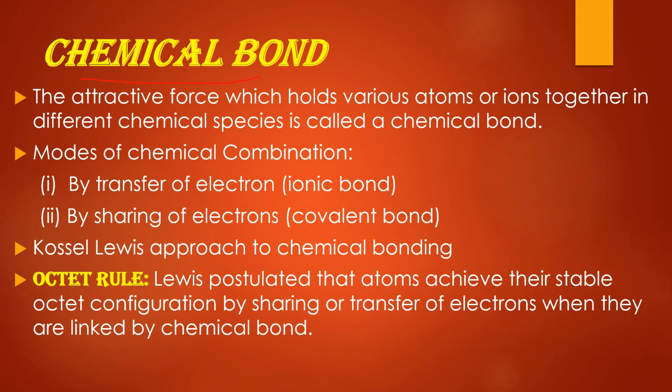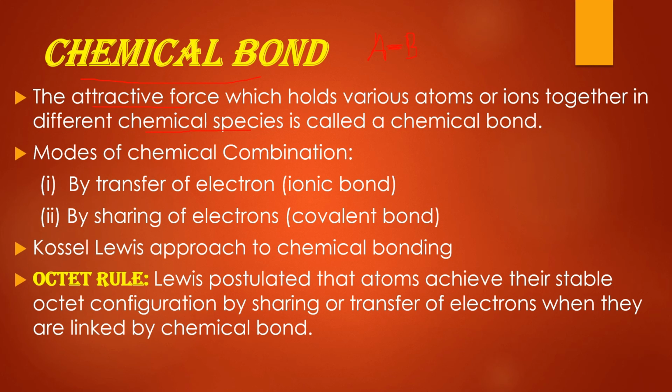So first of all, what is a chemical bond? The attractive force which holds various atoms or ions together in different chemical species is called a chemical bond. Suppose this is species A, this is species B in molecule AB. So the force by which these two are bonded is called a chemical bond.